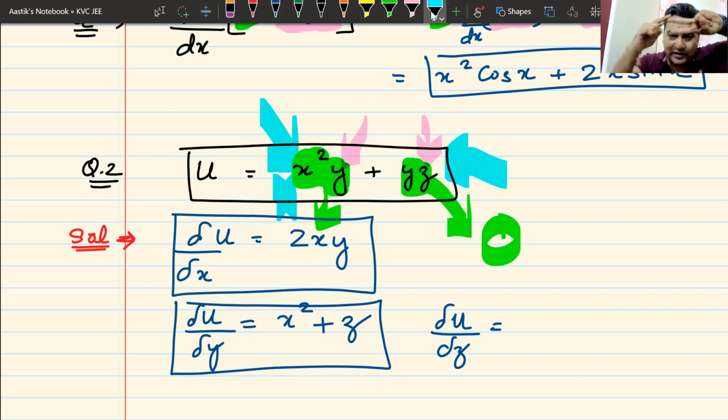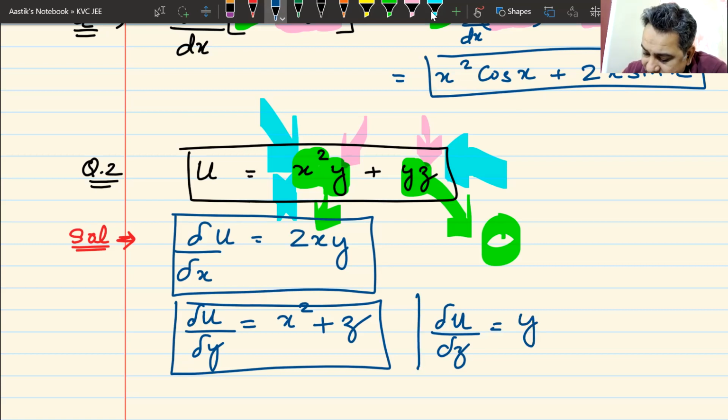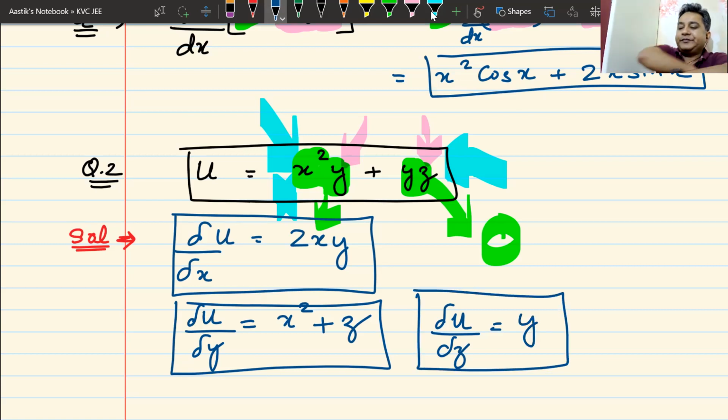yz again consists of two functions. I have to find the partial derivative of the multiplication. The partial derivative of y with respect to z is 0, so don't worry about the second part. Only worry about the first part: the partial derivative of z with respect to z multiplied by y. So the partial derivative of u with respect to z, using a shortcut without writing the entire thing, will be simply equal to y.